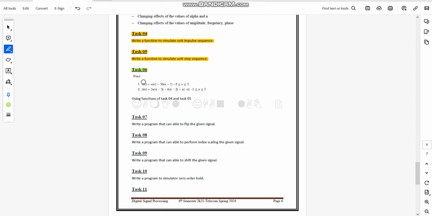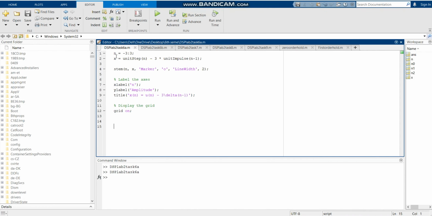Task 6 of the lab is to find a signal named x of n by using functions of task 4 and task 5, which are generated for unit impulse signal and unit step signal. So in this code, n is equal to -3 to 3 creates an array n representing the discrete indexes from -3 to 3. x is equal to unit step of n minus 3 times unit impulse of n minus 1 defines the signal x of n as the difference between unit step signal and 3 times unit impulse signal shifted at -1. Now let us observe the output.